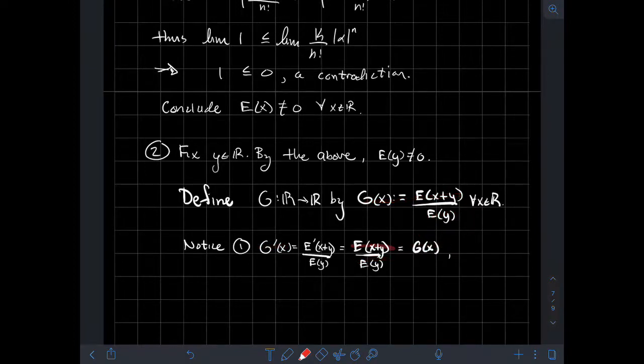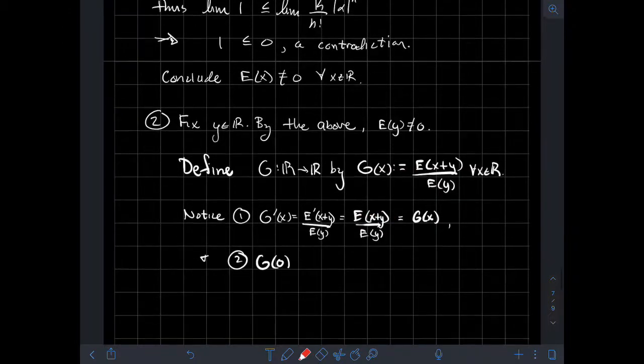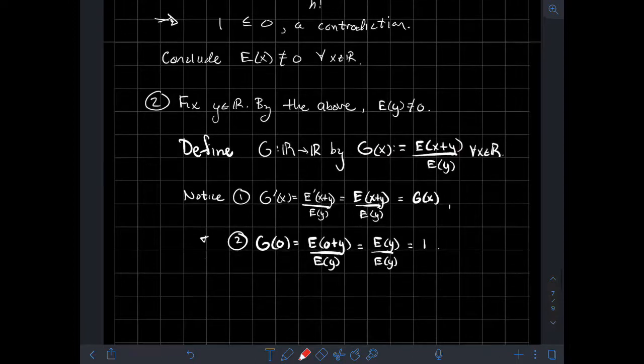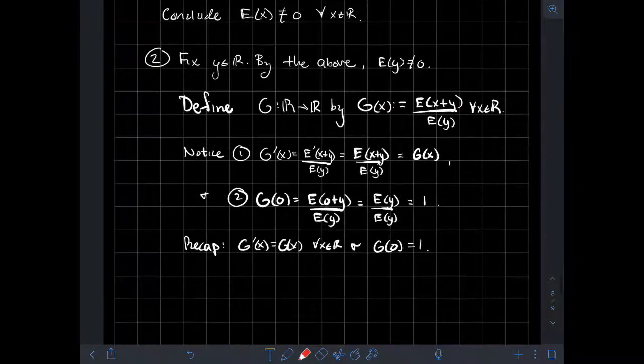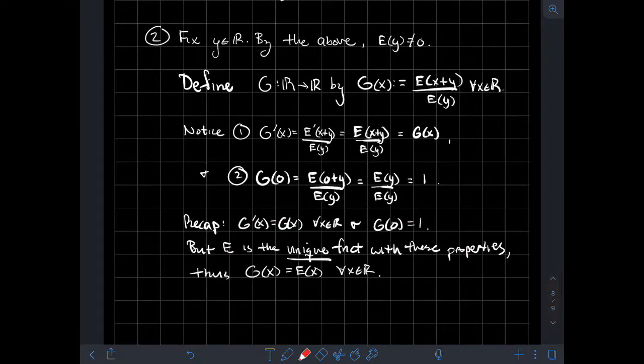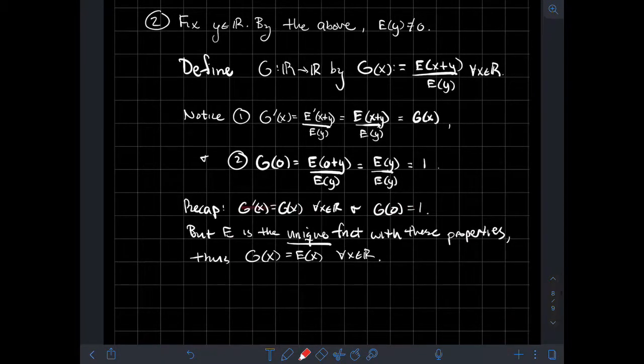That's crazy. Let's notice one more thing about g. g of 0, what happens when you plug 0 into this function here? Well, you're plugging 0 in for x. So that would look like e of 0 plus y over e of y, which of course simplifies to 1. So let's recap. We just found out that g is its own derivative and its y-intercept is 1. Now, we had a video that said there's only one function that is its own derivative and whose y-intercept is 1. And we've been calling that function e. Therefore, e is the same thing as g, right? e is the unique function that satisfies these two properties here. So e has to be g.